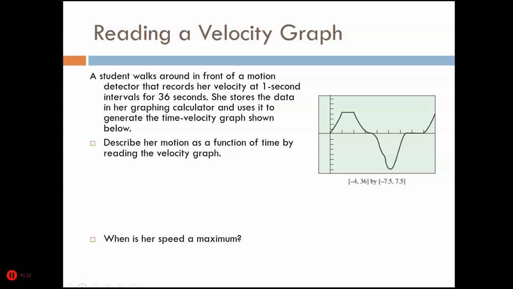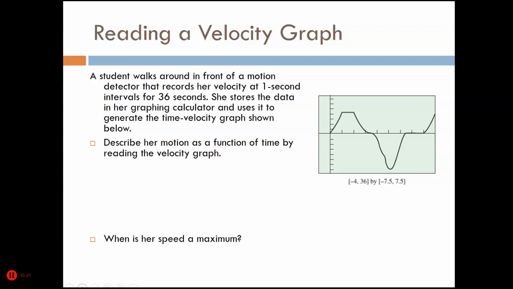Not moving. Perfect. So if the graph is flatline, the student is not moving. If the graph is going up, then our student is moving in what direction? The forward direction.